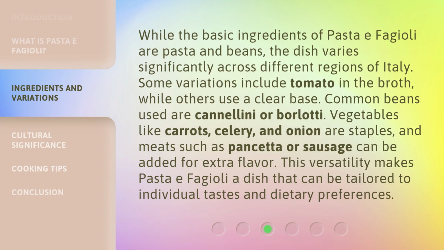While the basic ingredients of pasta e fagioli are pasta and beans, the dish varies significantly across different regions of Italy. Some variations include tomato in the broth, while others use a clear base. Common beans used are cannellini or borlotti. Vegetables like carrots, celery, and onion are staples, and meats such as pancetta or sausage can be added for extra flavor. This versatility makes pasta e fagioli a dish that can be tailored to individual tastes and dietary preferences.